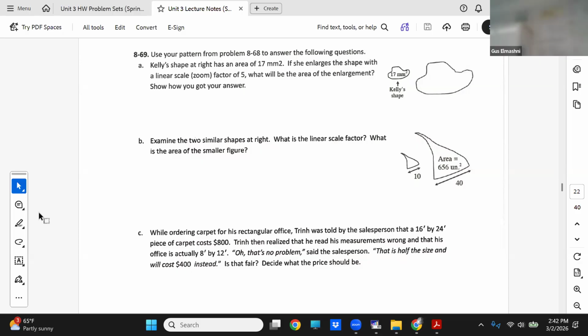Excellent. Okay. How are we doing? So what do you get for part A? 17 times 25. Yeah, because you want to take the scale and multiply by 5. Now move on to part B. You guys should be okay now.